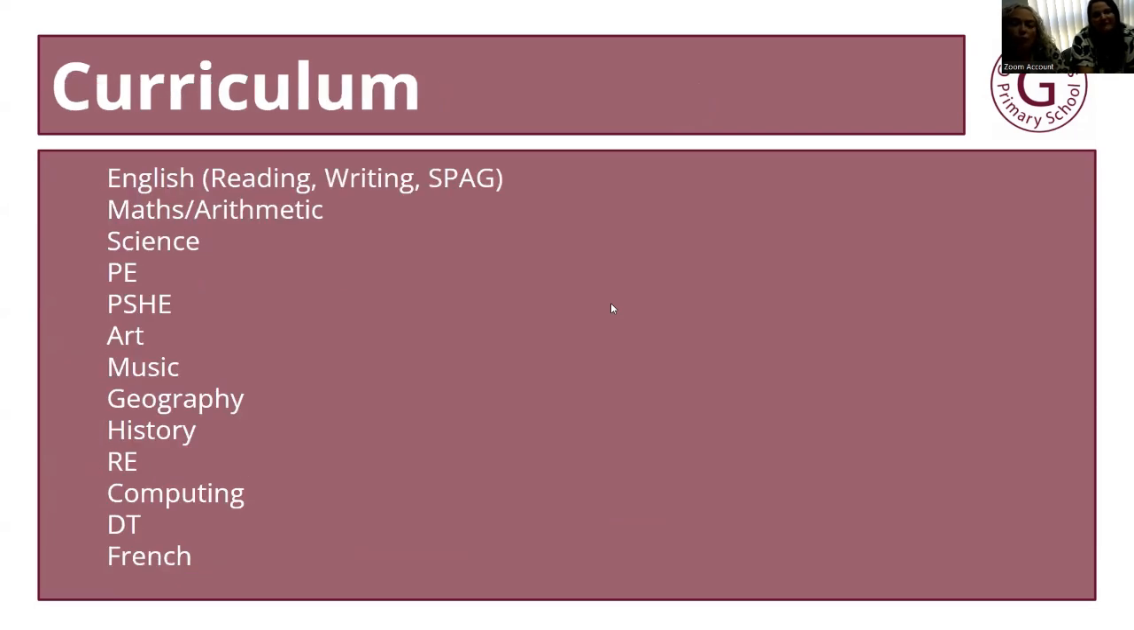So the curriculum we have, including English, we have reading, writing, and SPAG, like Miss Curtin said, with spelling, punctuation, and grammar. In maths, we have arithmetic, as well as their maths knowledge in the maths lessons. We have science, PE, PSHE, art, music. Then we have geography, history, and RE, which are all part and parcel of our new Opening Worlds scheme, which we'll talk more about in a second. And we have computing, DT, and French.